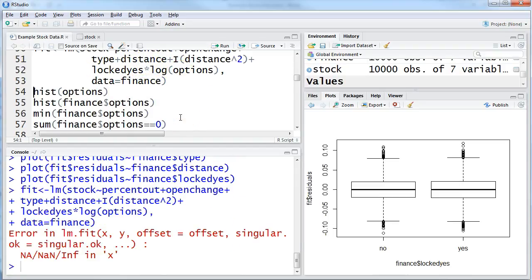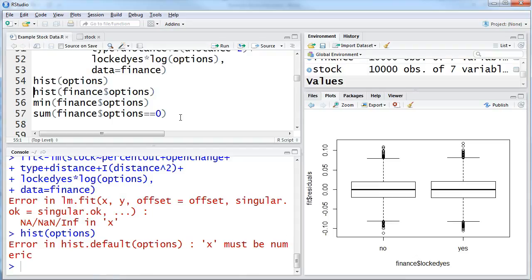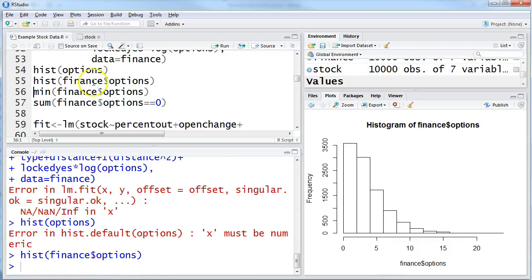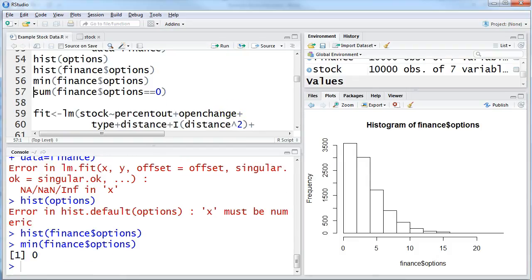Okay, good. I think I've found it. And then I got this error. I remember this. What's the problem? Well, if I look at the histogram, which you have to have finance$options, you can't just do options, we've got a lot of options sitting here at 0. Are they actually 0? Yeah, the smallest options value is 0. Well, you can't take a log of 0. It's negative infinity. It's a problem. You're asking what number can I take to a power and get an answer of 0? That's not going to work.